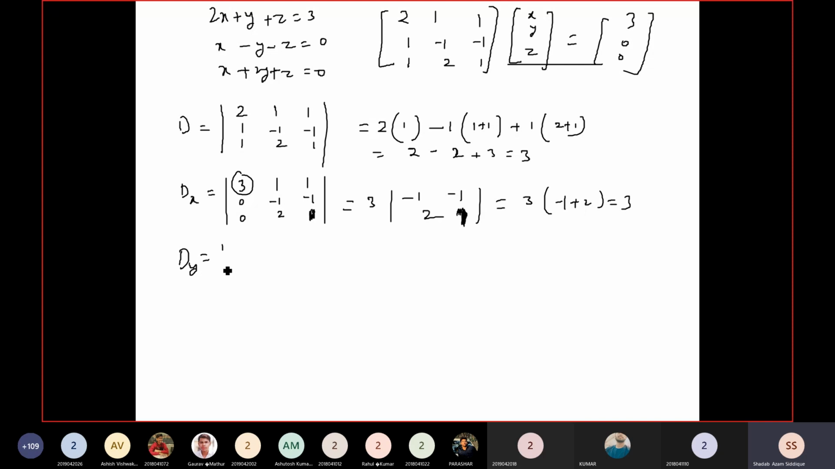Dy is equal to, that column will be as it is. So 2 1 1 will be as it is. And the second column, which is multiplied with the y, will be eliminated. So instead of this, I'll write 3 0 0 and 1 minus 1 and 1 will be written here.